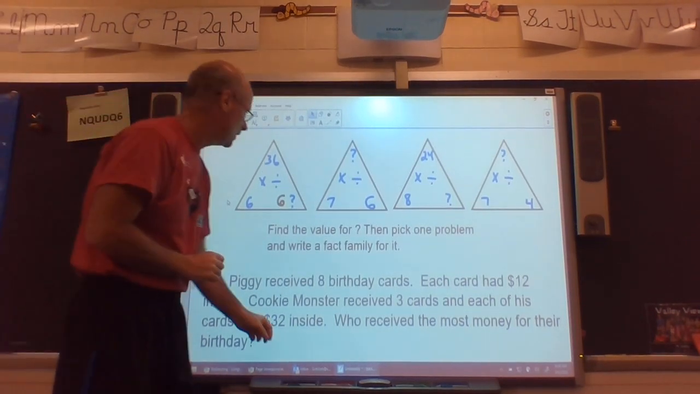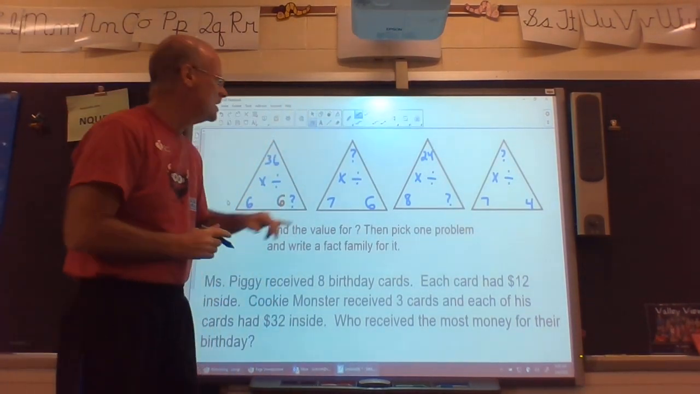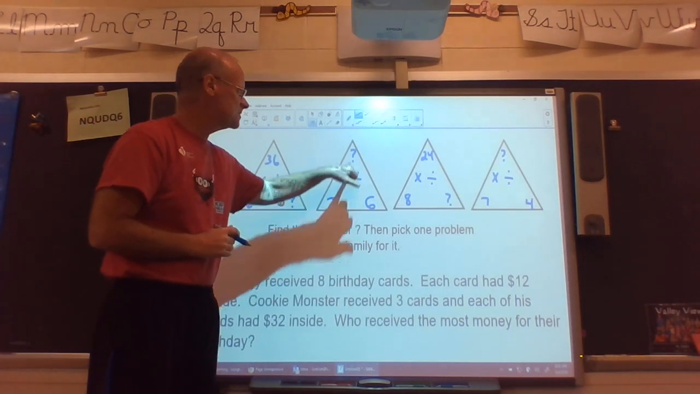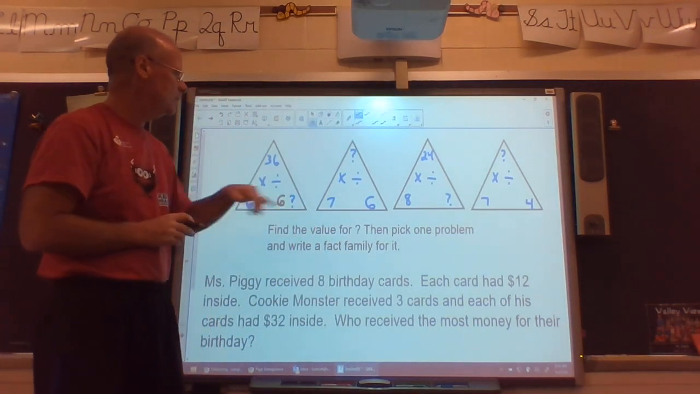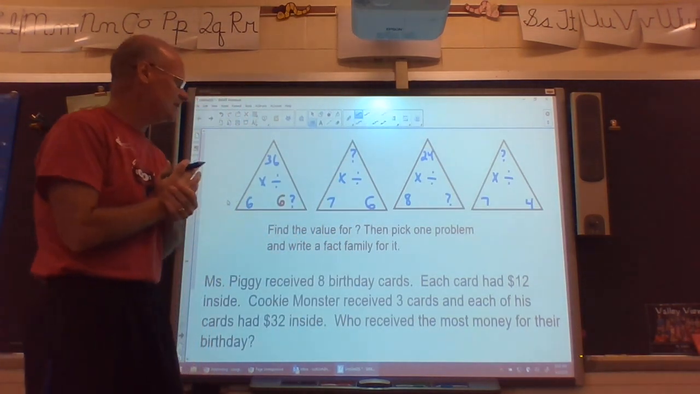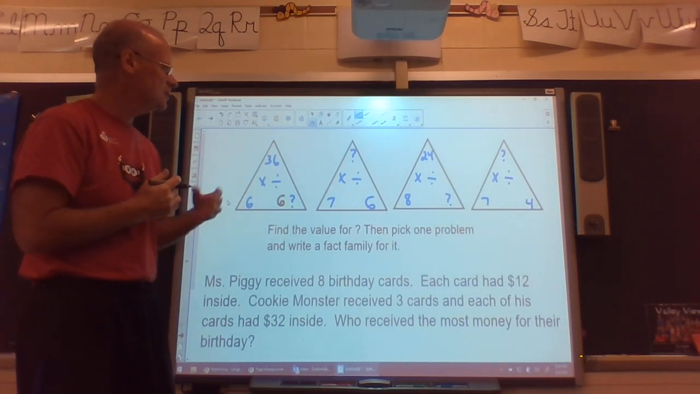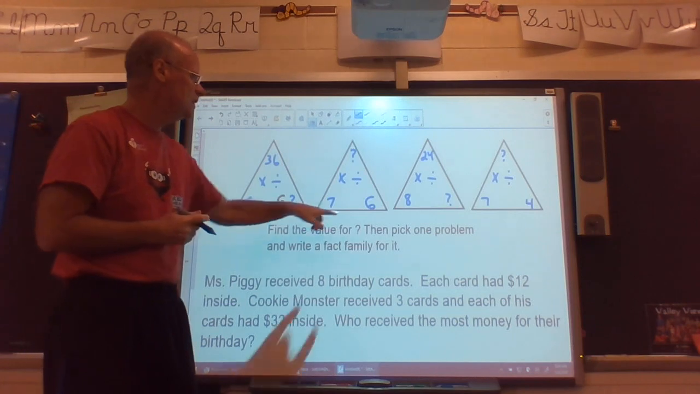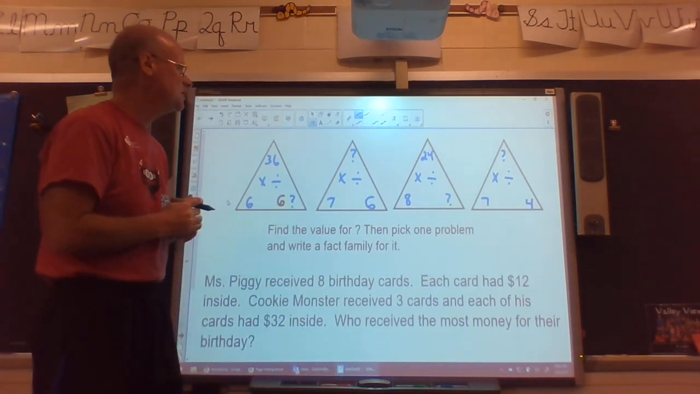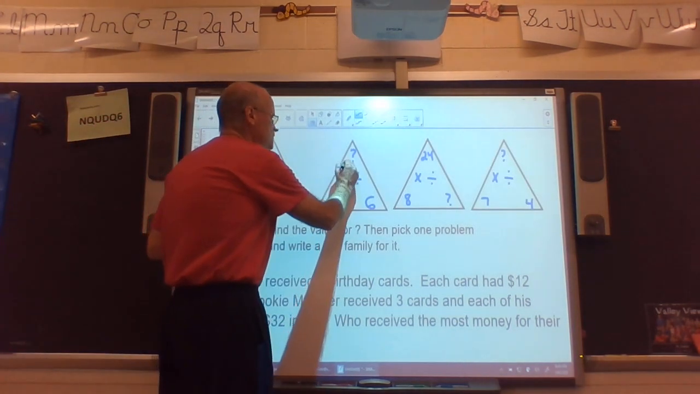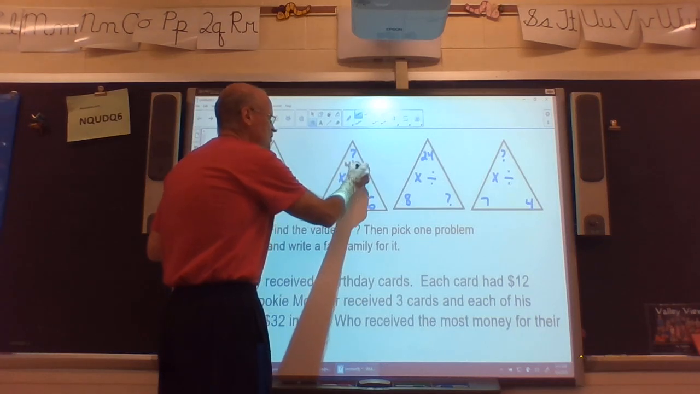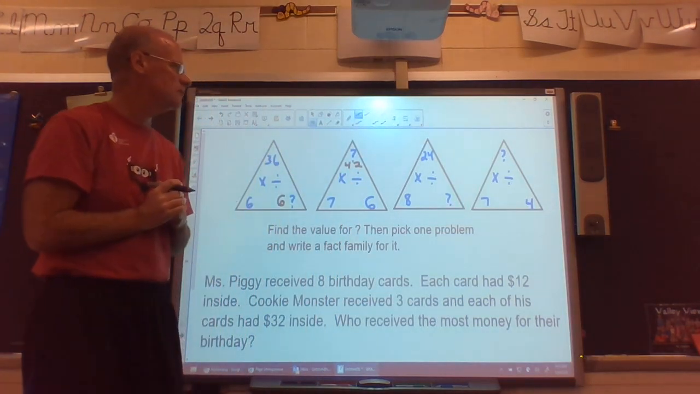Okay, to work on this one, I have 7 times 6 is going to give me my target number. So 7 times 6, if I didn't know that fact, I would do 7 times 5. I like to break it down. And 7 times 5 is 35. Then I need one more group of 7, so my answer would be 42. So 42 would fill in that question for me.